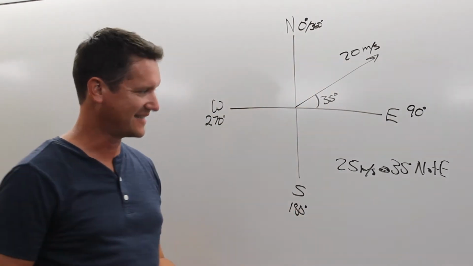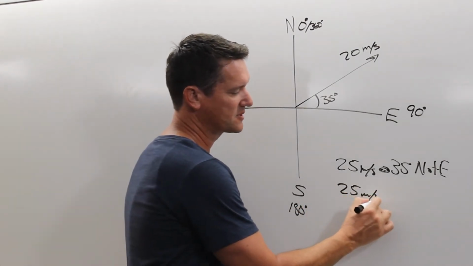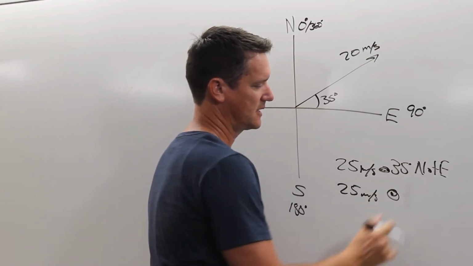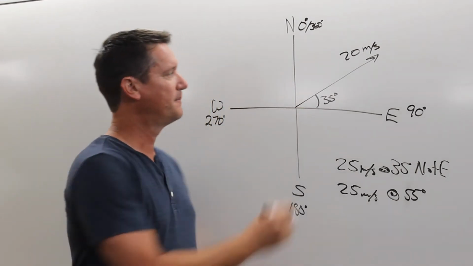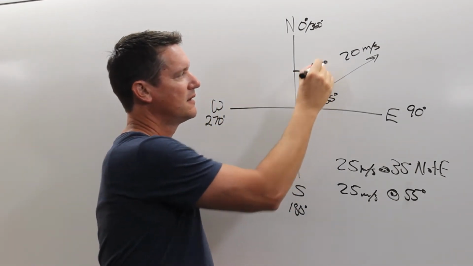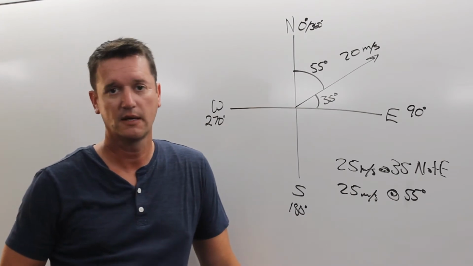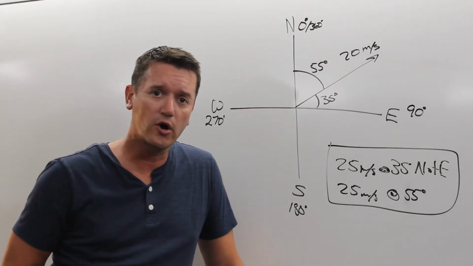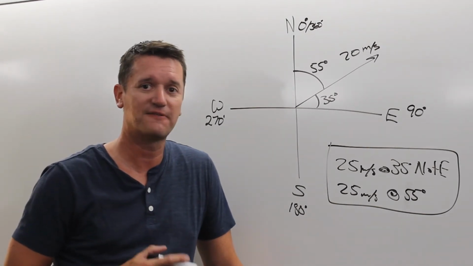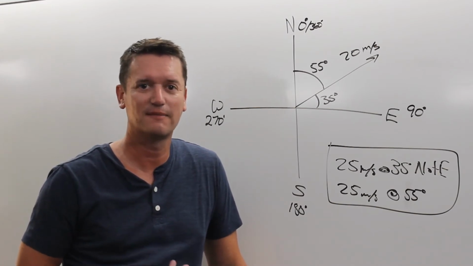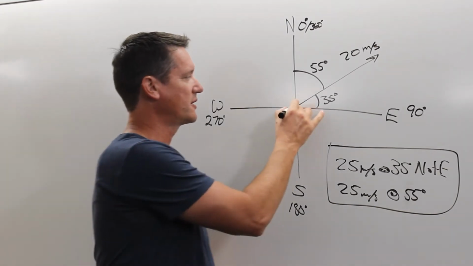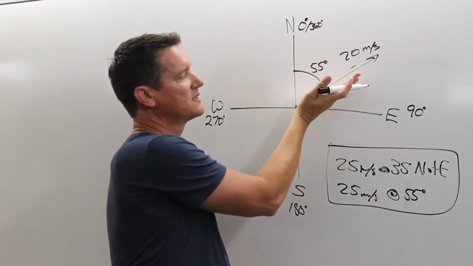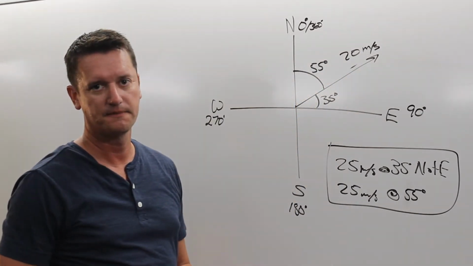So another way to write this would be 25 meters per second at 55 degrees. Basically, 55 degrees is from the 0 mark. Okay? So, if I wrote 25 meters per second at 35 degrees north of east, or if I wrote 25 meters per second at 55 degrees, it's the exact same vector. You would draw the exact same thing. You would start here, draw it to whatever scale you're on, and you would draw it either 55 degrees from there or 35 degrees up from there.